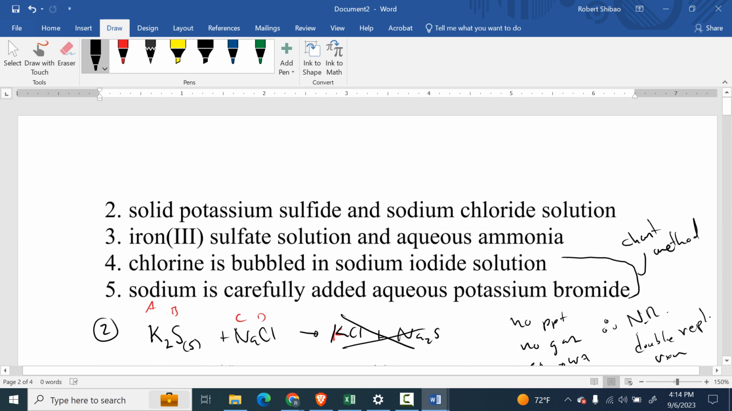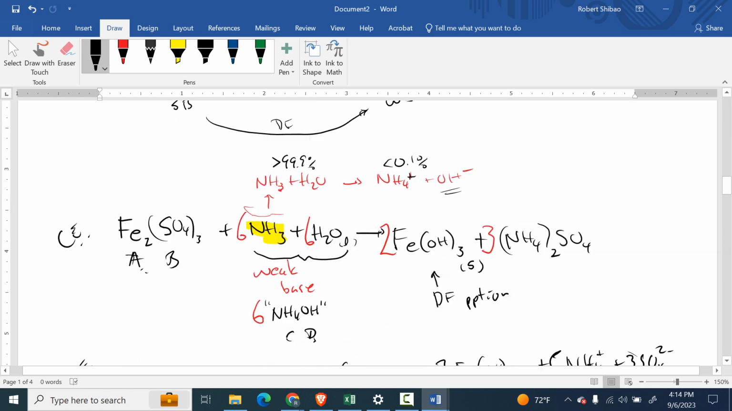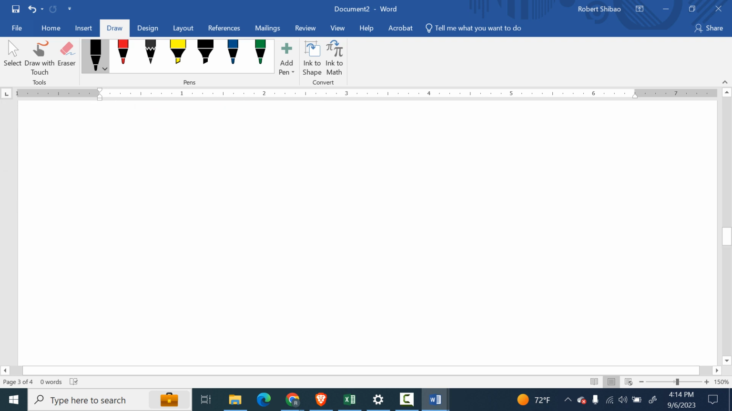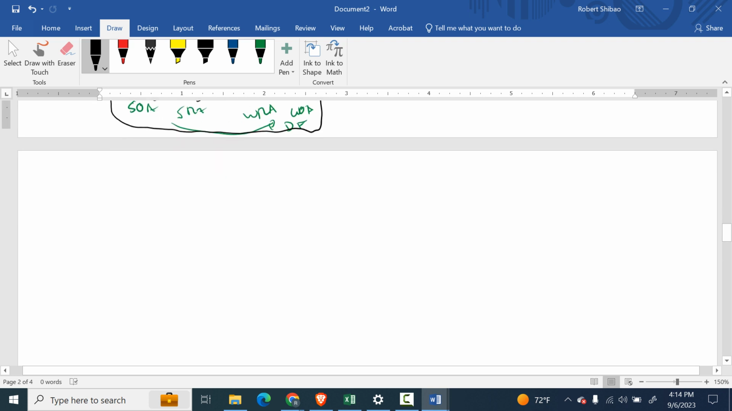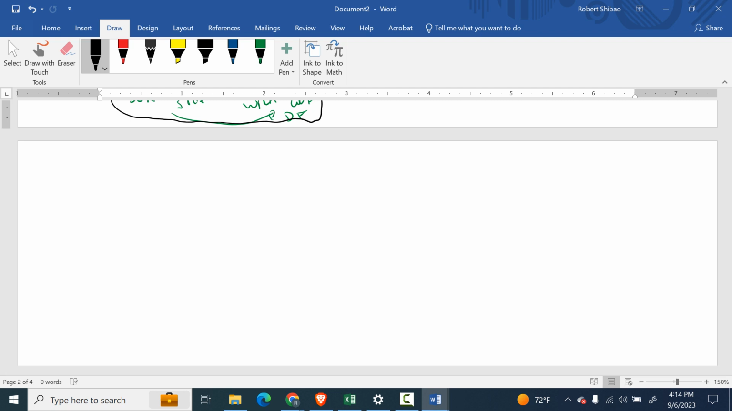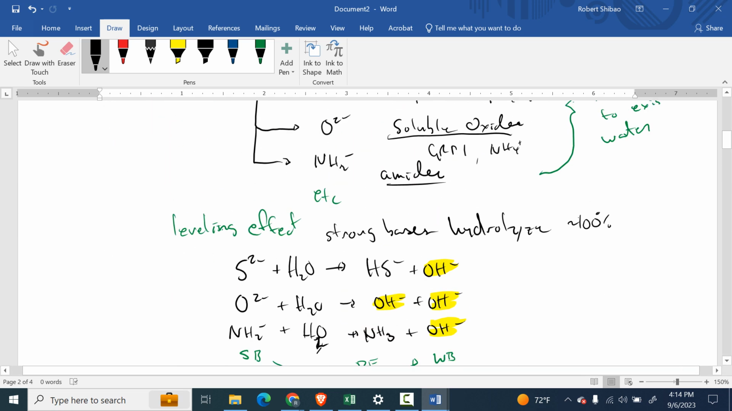All right, let's look at number 5. Sodium is carefully added to aqueous potassium bromide. So what's the formula for sodium? Na, Na plus? Well, if they don't specify, it's got to be sodium metal, solid sodium, added to aqueous potassium bromide.